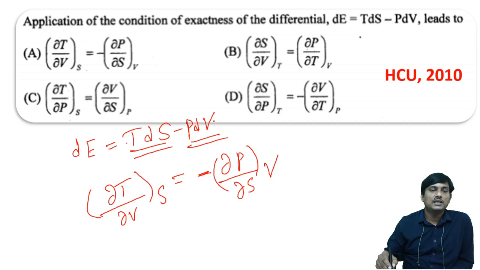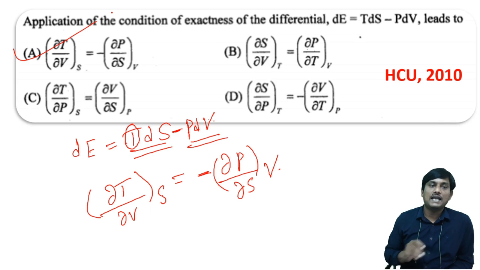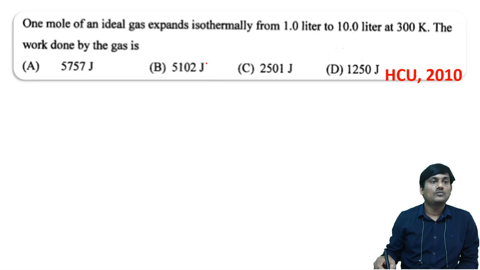Dou T by dou V, you have to differentiate T with V first. Dou T by dou V at constant S is equal to dou P by dou S at constant V. Here you have to put the negative sign. So what is the relation? Dou T by dou V at constant S is equal to minus dou P by dou S at constant V. This is the Maxwell relation you can get from this equation.